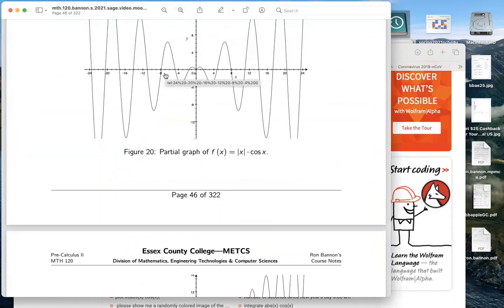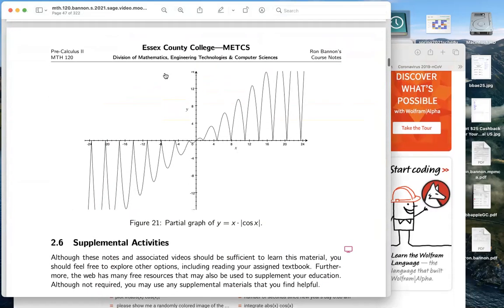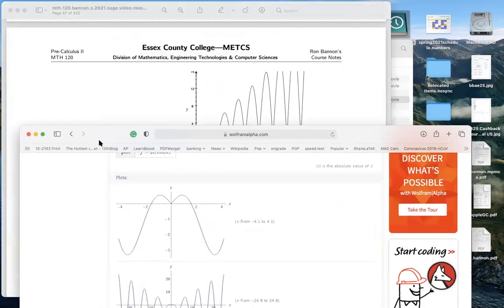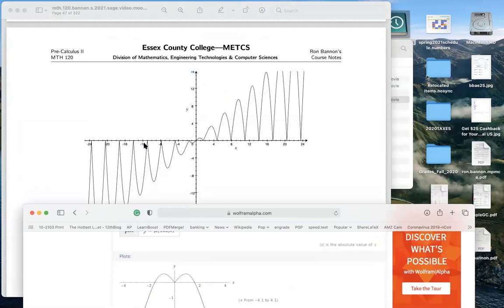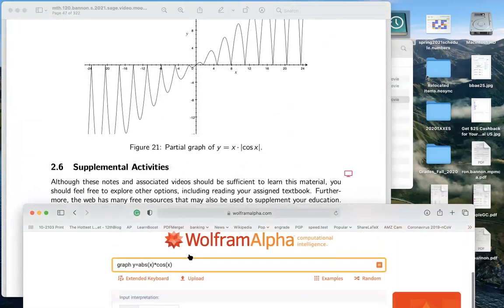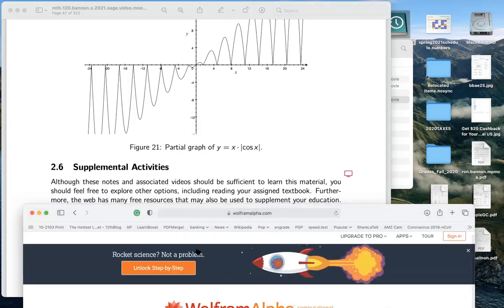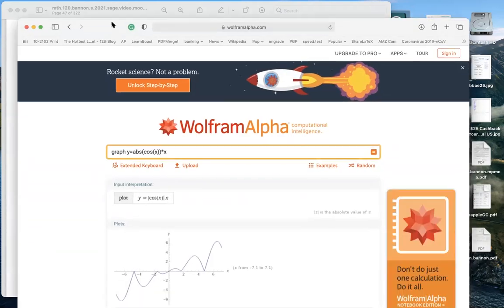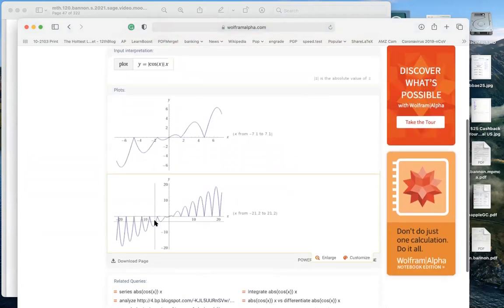All right, let me go to the next one. And the next one's going to be this guy over here. All right, so let's take a look at that. And a little bit different. And I'm going to type it in for you. And this one is the absolute value of the cosine of x times x. And let's see if it gives me the same picture that I'm assuming you're going to get. Yeah, I'm seeing it. Same picture.